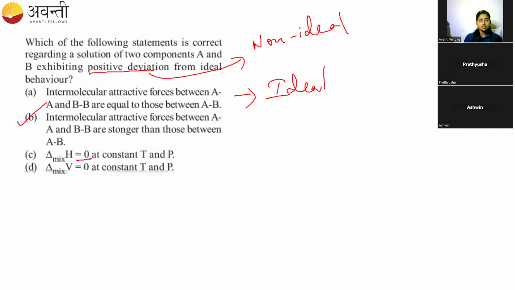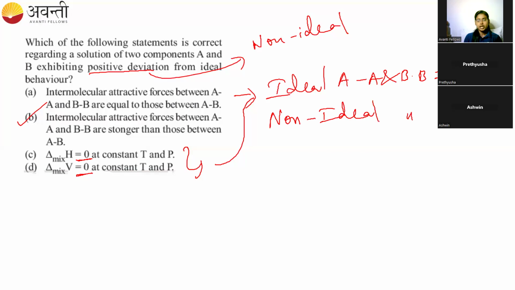Delta H is 0, delta V is 0. All these are for ideal solution. So only option B is the correct answer for a non-ideal solution showing positive deviation. Okay, clear? Shall I move on with one more question? For ideal, I gave you the relation: AA and BB will be equal to AB. Whereas for non-ideal, AA and BB will not be equal to AB.